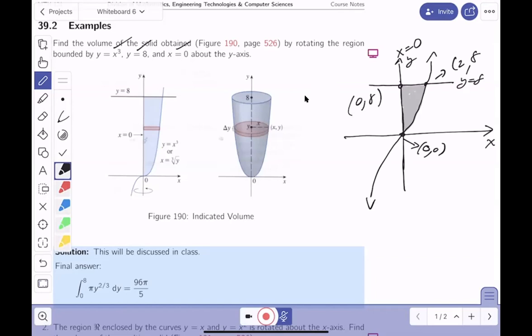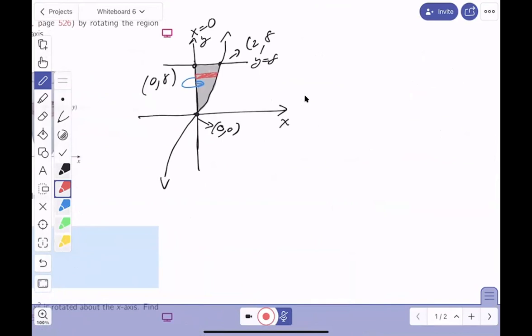Now I have to read it to you. What does it say? It rotates this region about the y-axis. So the first thing I got to do is visualize what's called a disk. The way I do that is I draw a rectangle like this, and then I wonder, if I rotate that about the y-axis, what would that look like? It would look like a disk like this over here.